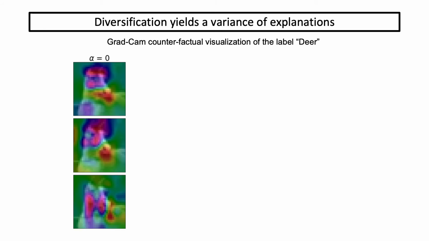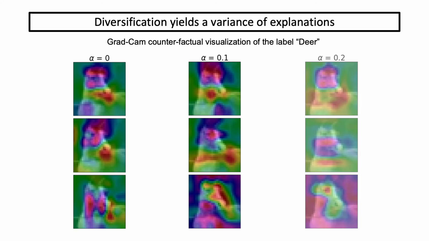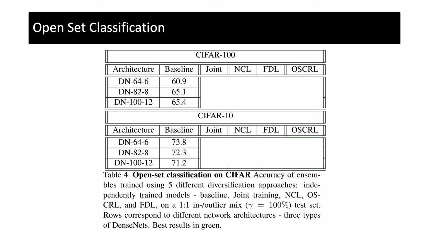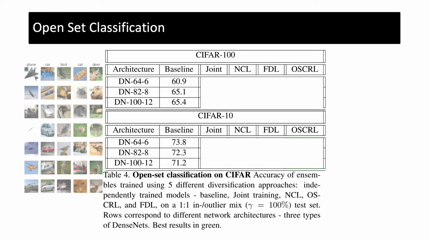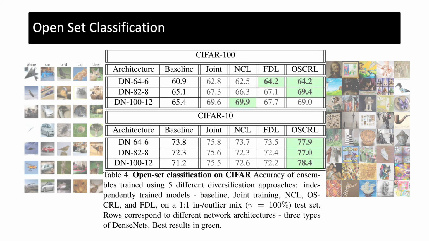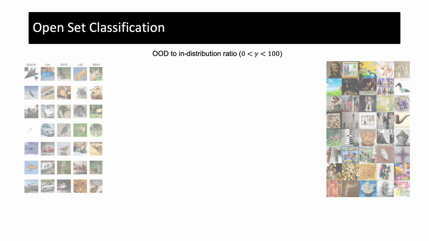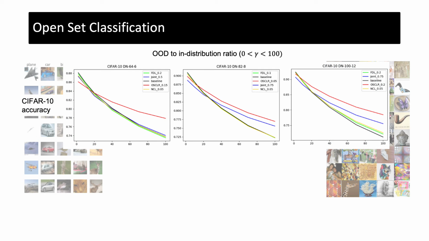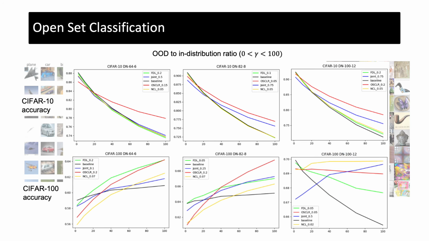This also translates into counterfactual explanations, relevant for the rejection of out-of-distribution inputs. In our classification experiments, we train on CIFAR 10 and 100 and mix in out-of-distribution images from TinyImageNet into the test set. The outlier detection is set as any non-unanimous ensemble vote. Here, OSCRL outperforms previous methods. This persists when varying the ratio of in and out-of-distribution samples. OSCRL mostly dominates across the board.